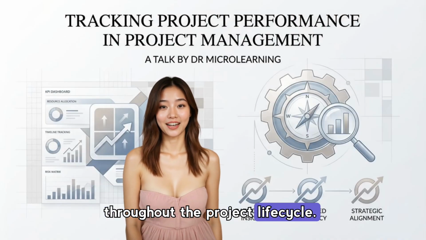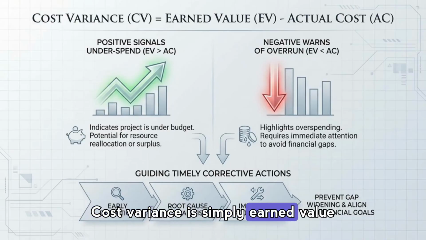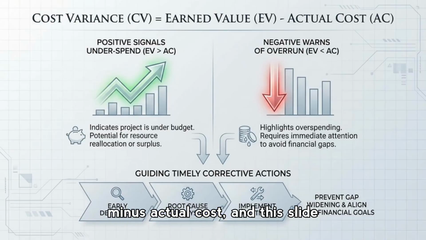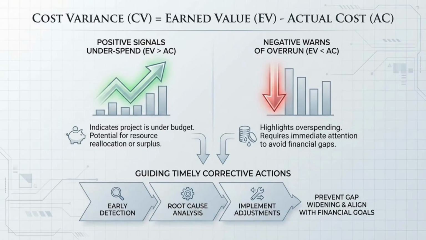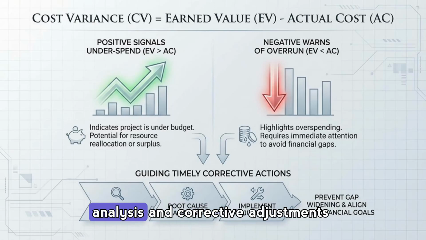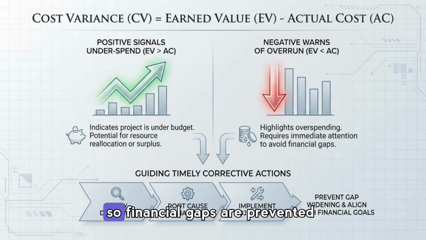throughout the project lifecycle. Cost variance is simply earned value minus actual cost, and this slide shows how positive and negative signals guide budget decisions. When earned value exceeds cost, you have surplus room for reallocation, while overruns demand immediate attention. The graphic links early detection to root cause analysis and corrective adjustments so financial gaps are prevented before they escalate.